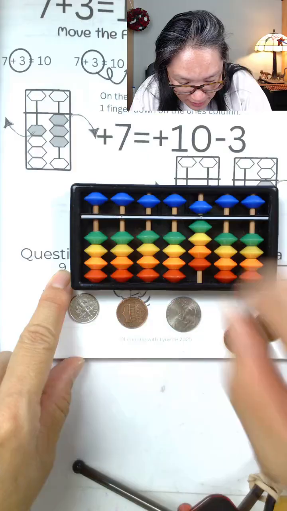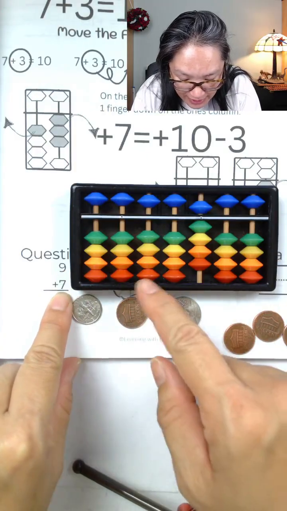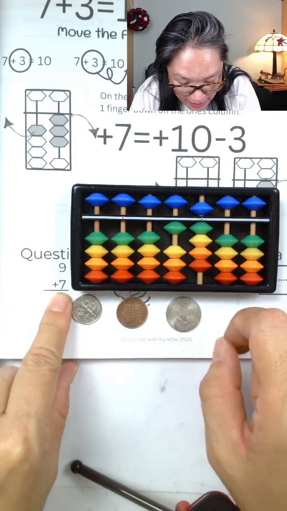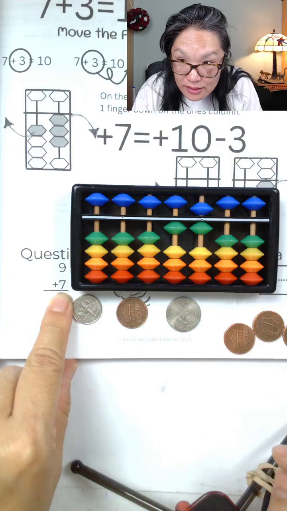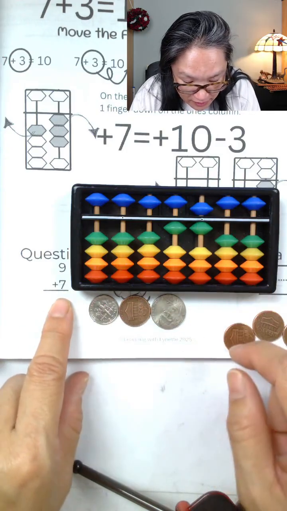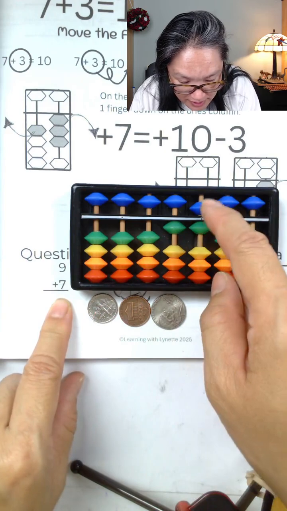So I can show you on my abacus. I have 9, and then I want to add 7. To add the 7, I plus the 10 minus the 3. That's it. So my final answer is 16.